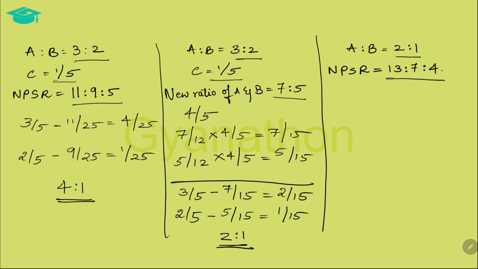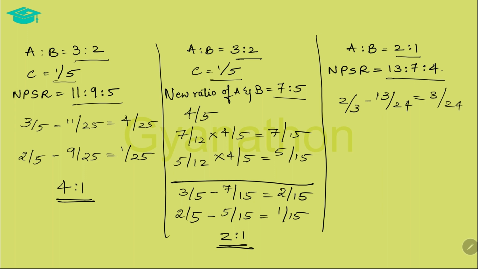If A and B share profit in the ratio of 2:1 and the new ratio is 13:7:4, then to calculate the sacrifice ratio, we take A's old share of 2 by 3 and deduct the new share of 13 by 24. And we get 3 by 24.